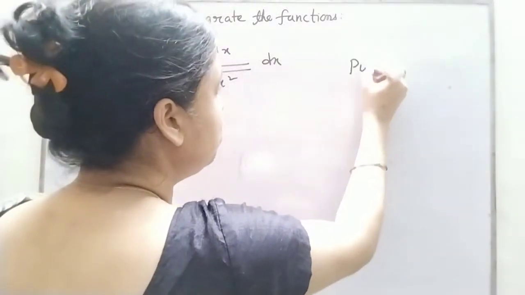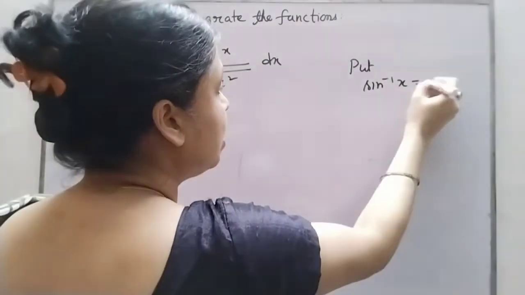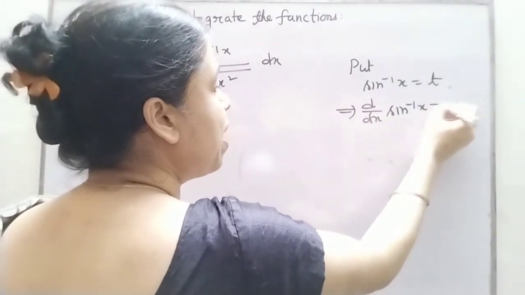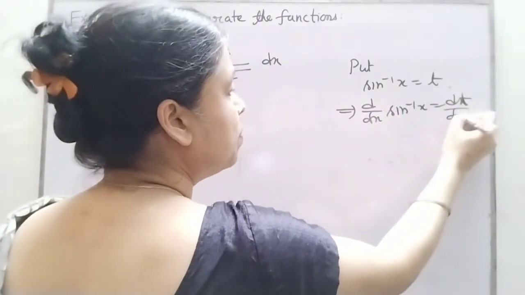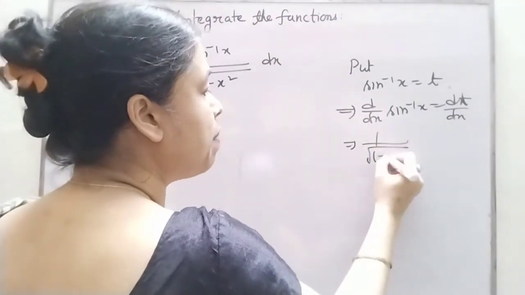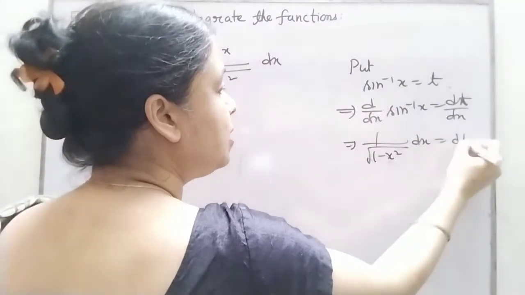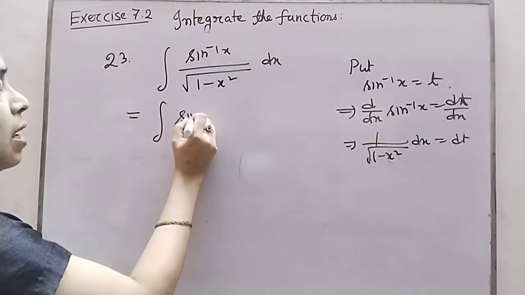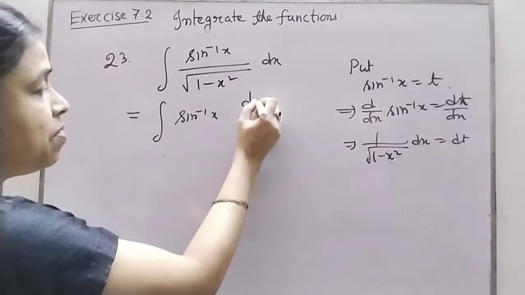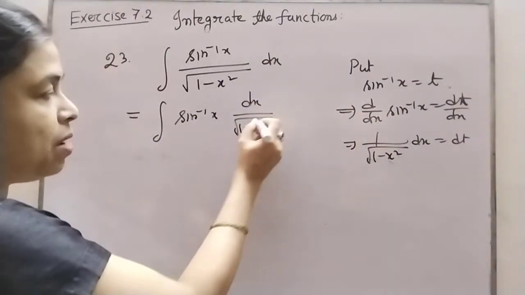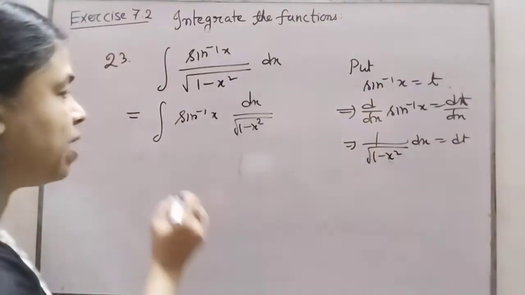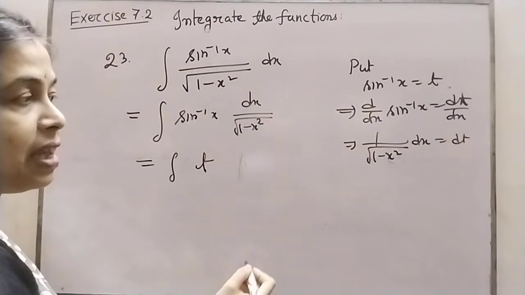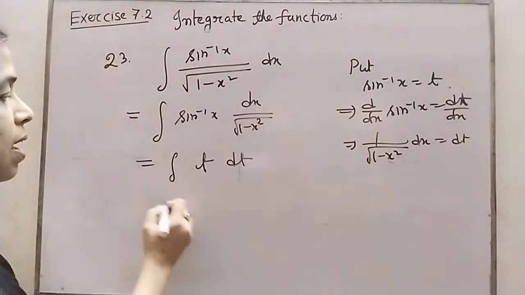So I'll substitute here sine inverse of x equal to t. Taking the derivative, that is d/dx of sine inverse of x equal to d/dx of t. And the derivative of sine inverse of x is 1 by under root 1 minus x square into dx equal to dt. Okay, so I can adjust it if you want. This can be written with sine inverse of x, and I can write this as dx by the same thing. You can skip this step, or if you want, you can write it. So sine inverse of x is t, and this is dt.